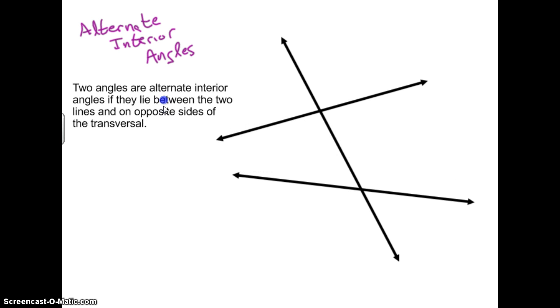So here's a definition for you. Two angles are alternate interior angles if they lie between the two lines and on opposite sides of the transversal. So let me give you an example of that. Angle 1 and angle 2 would be a pair of alternate interior angles.